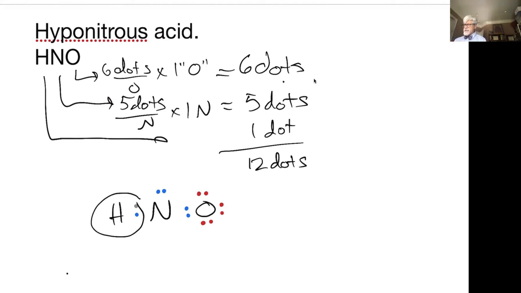Does hydrogen need an octet? Of course, the answer is no. It needs a duet, and we're done. Does oxygen need an octet? The answer is yes. We have that octet. Done. Does nitrogen need an octet? The answer is, of course, yes. You need an octet, nitrogen. What are we going to do?